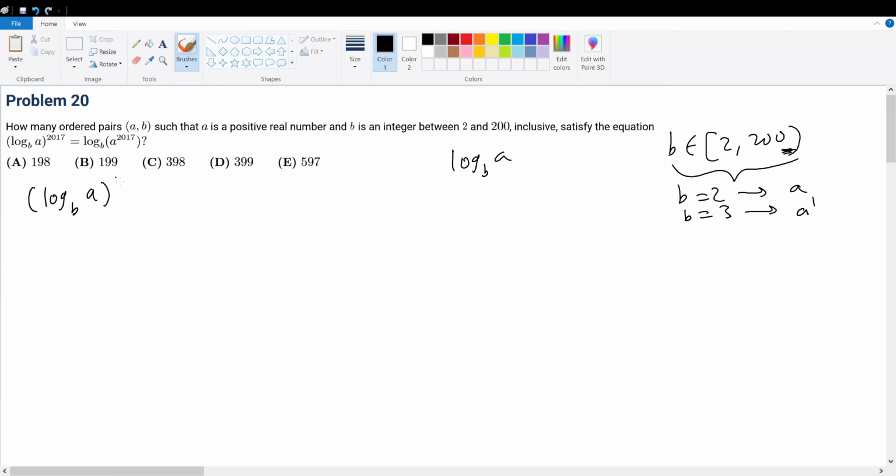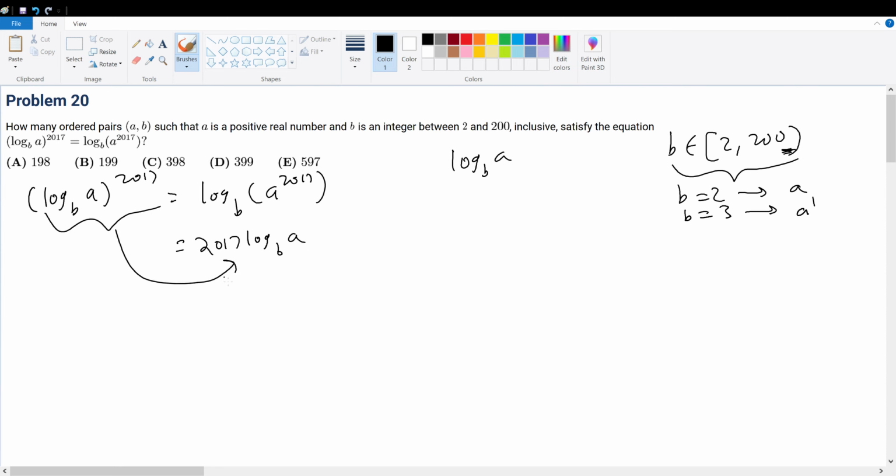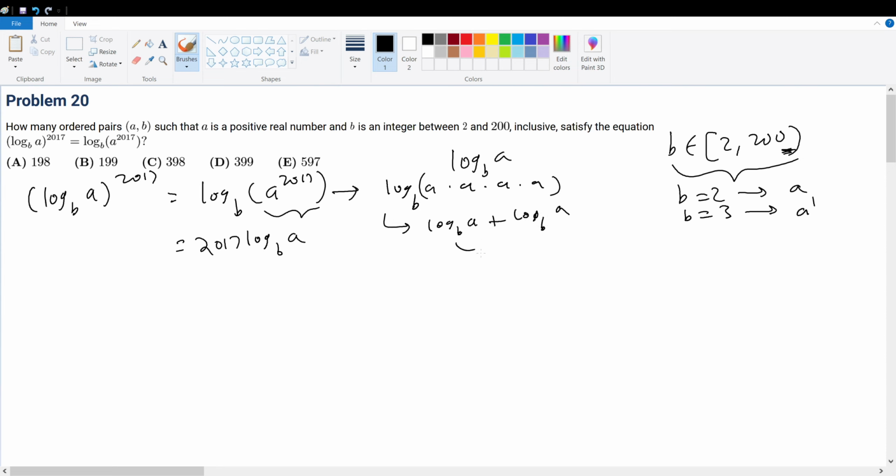Log base b of a to the 2017 is equal to 2017 times log base b of a. Don't make the mistake of saying that this is also equal to that, because exponents represent multiplying this quantity 2017 times. But this stands for adding a 2017 times, because once you break this up, it's log base b of a times a times a times a, and we can break this up into log base b of a plus log base b of a, but we do this for 2017 times, which is why you can write this as this, and you cannot write this as that. Don't make the mistake, guys.